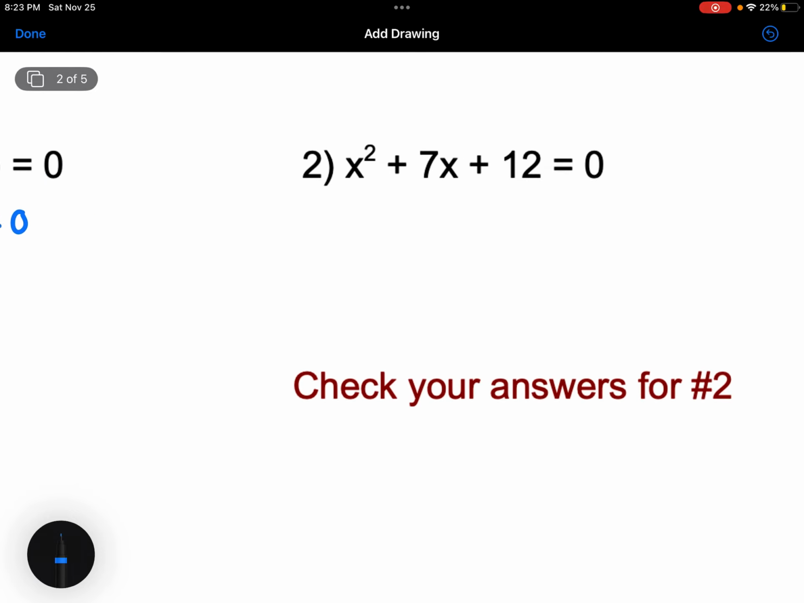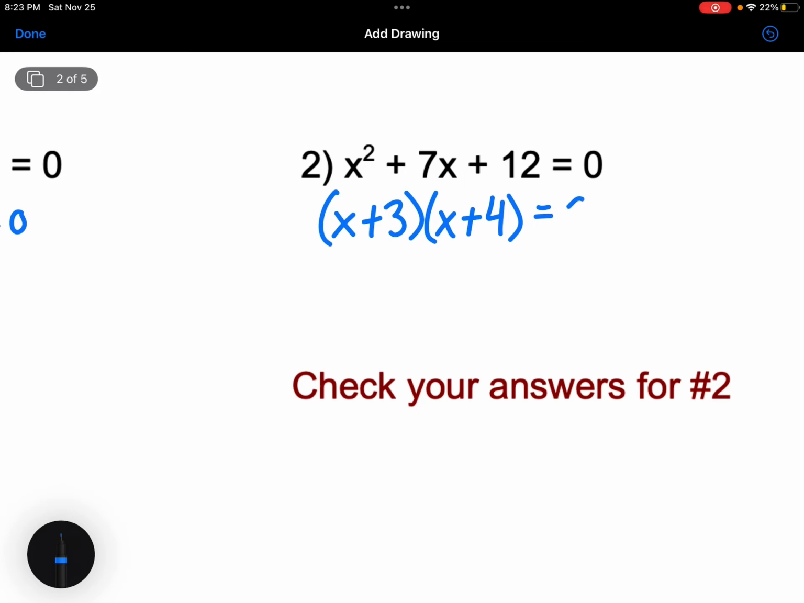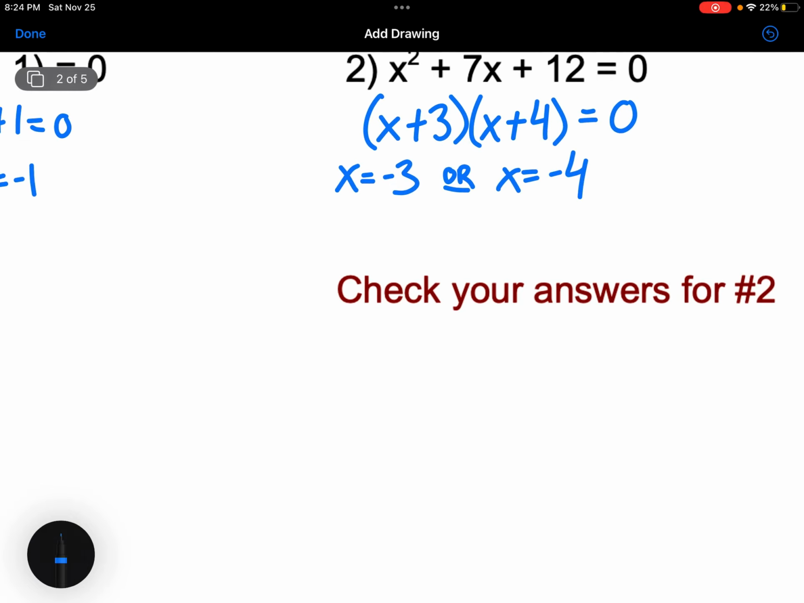Okay, so if we look at this one, it's a little bit harder just because the question's not done for us. So we need to factor. We need to find two numbers that multiply to 12 and add to 7. So that's going to be x plus 3, x plus 4. That equals 0. Then this is going to produce x equals negative 3, switch the sign, or x equals negative 4. If we have to check our answer, we have to check both answers.